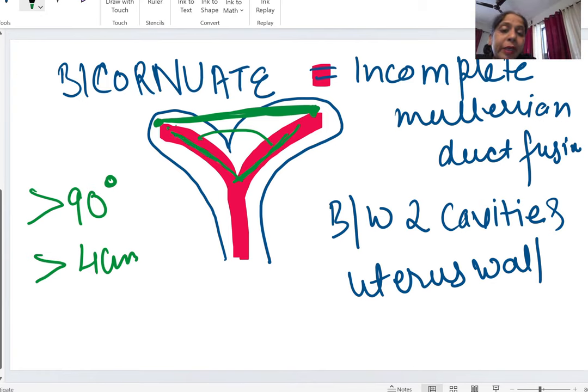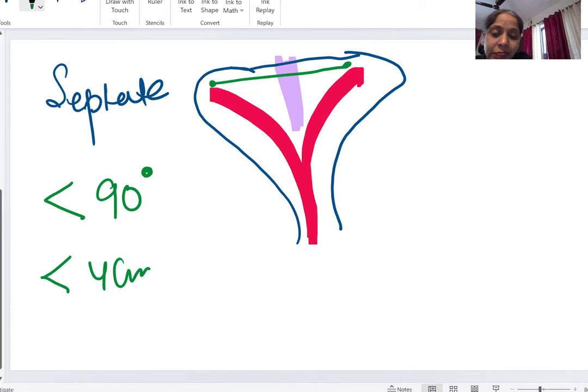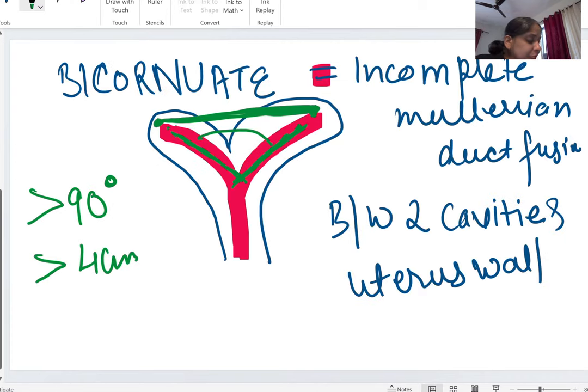The gap between the two cavities will be more than 90 degree in the bicornuate uterus, whereas in the septate uterus, the angle will be less than 90 degree and the gap between the fundus will be less than 4 centimeter. Now you can see, in the question, is the angle less than 90 degree or 90 degree?